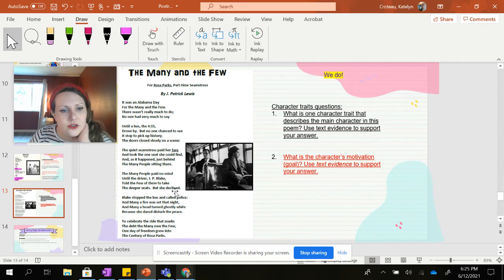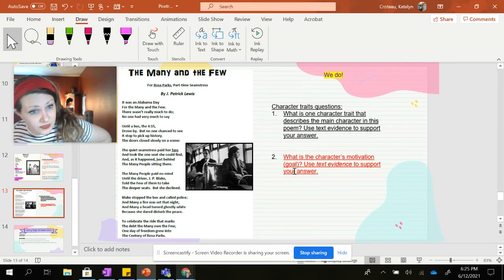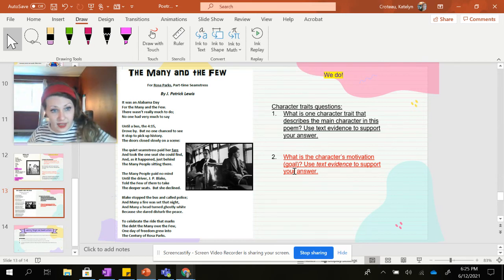Well, what's a character trait of Rosa Parks? It's actually really similar, I would say, to the last poem we read. Determined. You could even say stubborn. Stubborn isn't always a bad thing, right? Motivated, maybe. Confident. You have to be confident to do that, right? At a time where you knew you could get arrested and get in trouble. It takes a lot of confidence to do what she did.